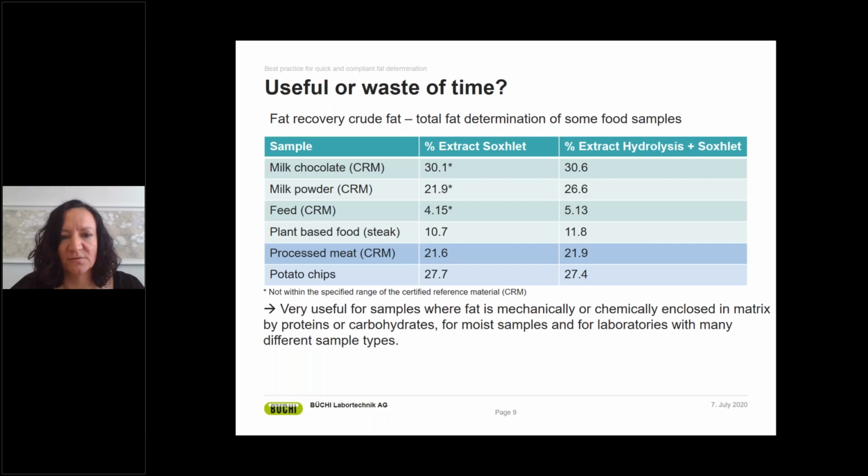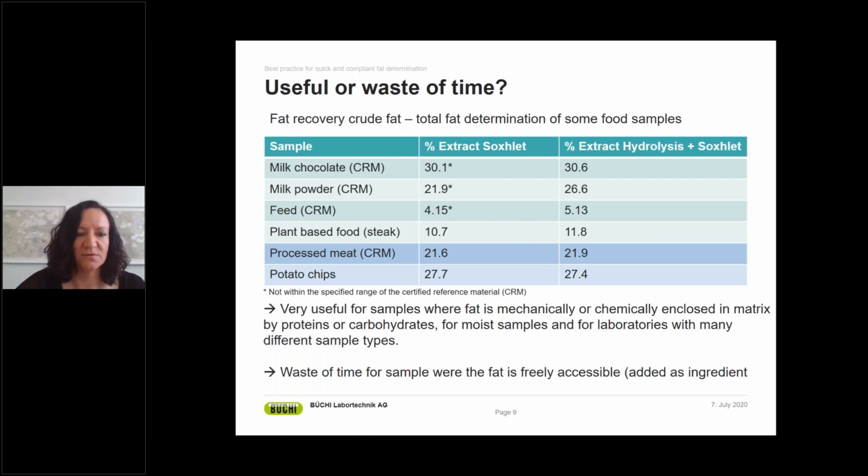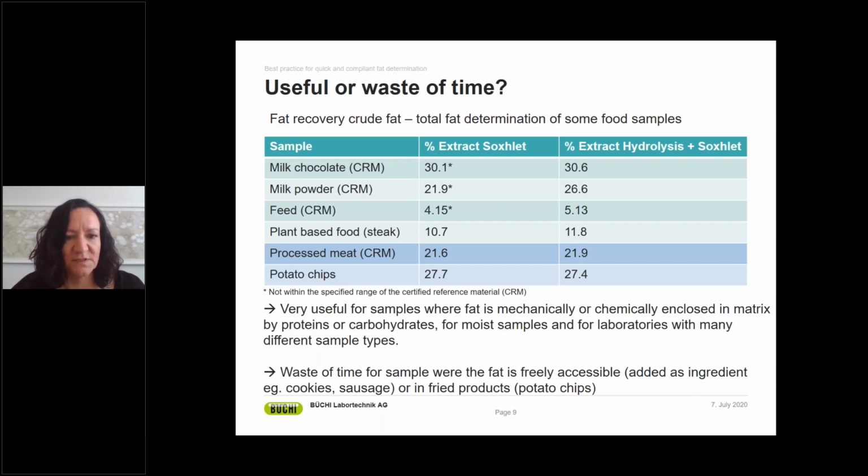And it's also necessary or very useful for laboratories with many different sample types, because then they can treat all the samples the same. They don't have to adjust the preparation or the extraction parameters. We can also see that it's not necessary, or a waste of time, for samples where the fat is freely accessible. So added as an ingredient, like in cookies or in a sausage, for this processed meat, where the fat is really free and was actually added within the recipe to this food, or in fried products like potato chips, because there the fat is only on the surface and can easily be washed out in the extraction step.